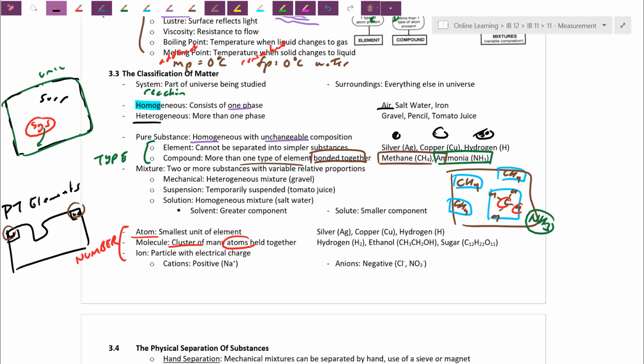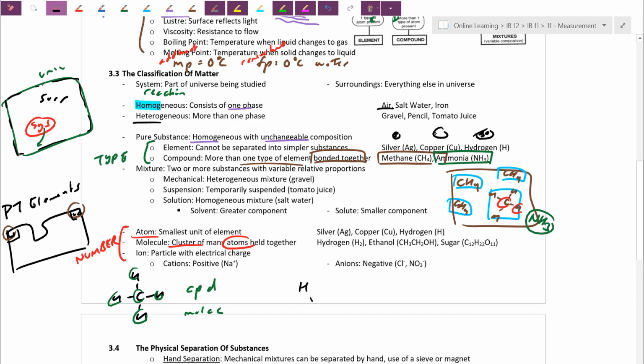So what we're going to have here is, let's take a look at the methane molecule, CH4. Because I have more than one type, we are definitely a compound. I'll just write CPD. We're also a molecule because I have 5 things that are bonded together, molecule. So in fact, all compounds, because they have to have at least more than one type of element, are molecules. However, let's take a look at the hydrogen from earlier.